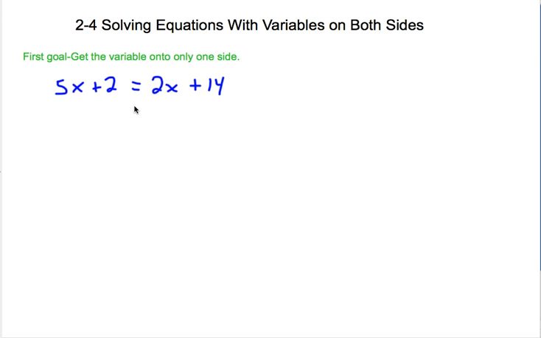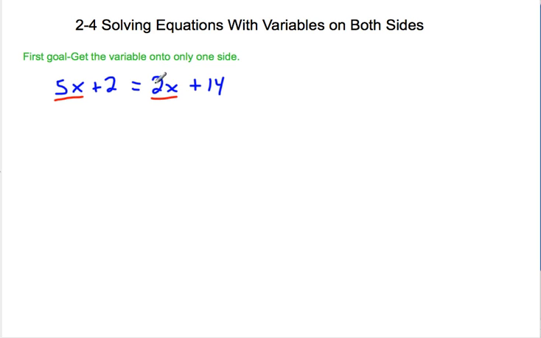In this video, we're going to be solving equations again, but this time the variables are going to be on both sides. So the first goal is to get the variable onto only one side. When we look at this question here, we have an x on both sides. We have this 5x here and this 2x here.